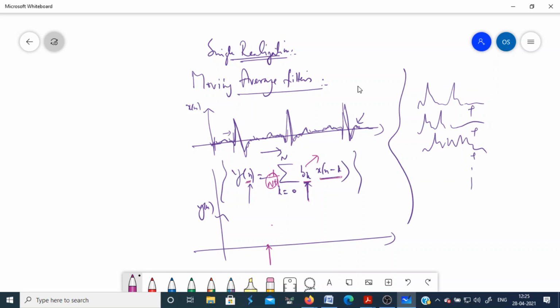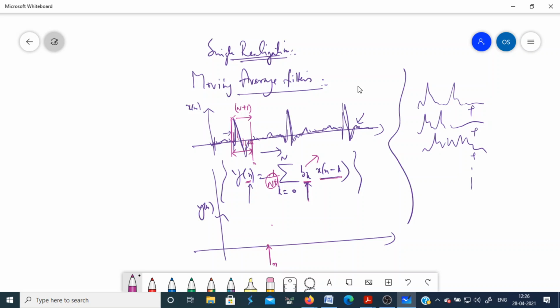Now it means for any particular time n, suppose at this point you are computing the output. So what will be the output? You look at the previous samples in this window. This is my filter window, having N plus 1 samples, starting from x of n to x of n minus capital N. So these samples are in the window. Now they are multiplied with some fixed coefficients, bk, and you multiply them and add them together, and you get the output at this particular time n.